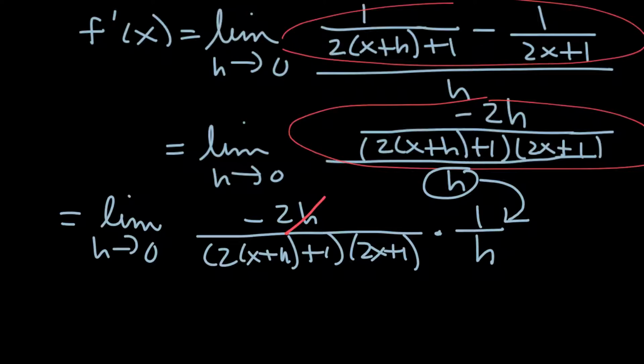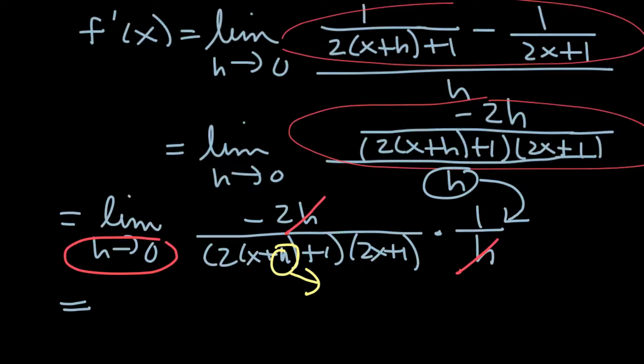Well, we can cancel the h's. Now we let h go to 0, and what happens? Well, this h is going to go to 0. And are there any other h's left? No, there are not. So we get the final answer.